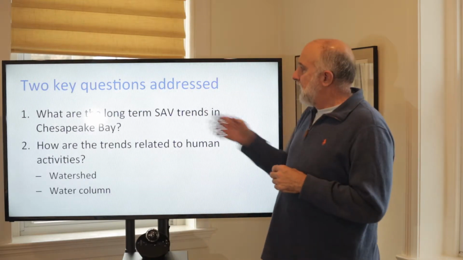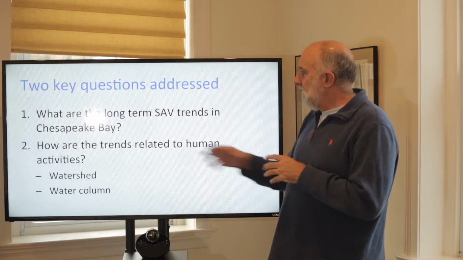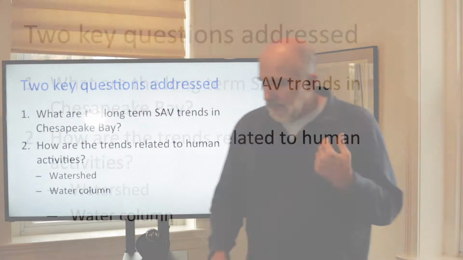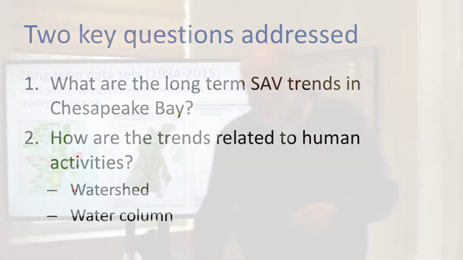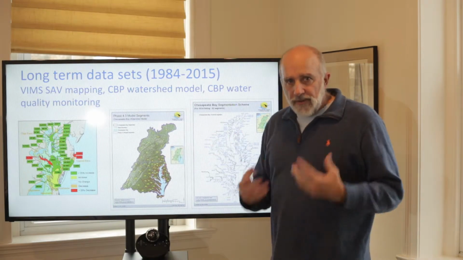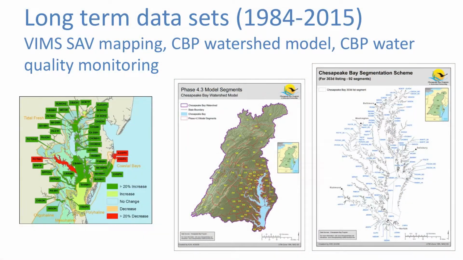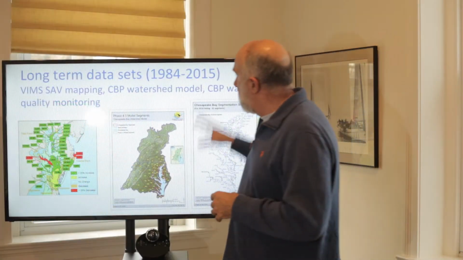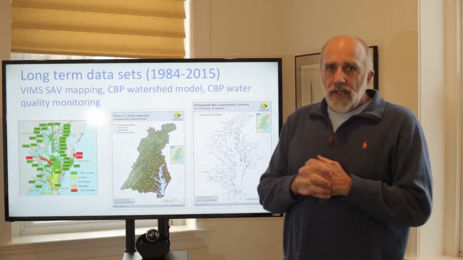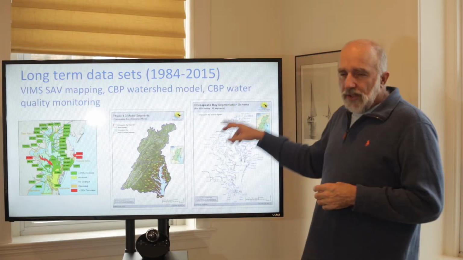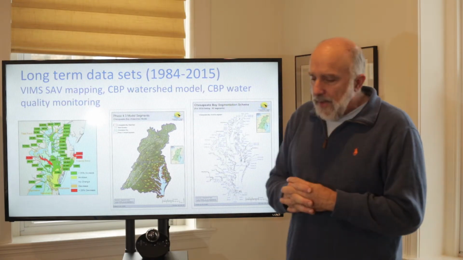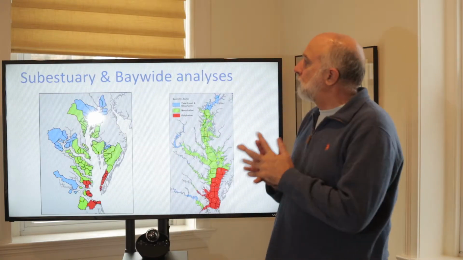So we asked 2 questions. What are the long-term SAV trends, and how are the trends related to human activities? And we tackled that from the watershed and the water column perspective. We used 3 different long-term data sets in this analysis. We used the SAV mapping that's been going on since the mid-'80s, the Chesapeake Bay watershed model, and the water quality monitoring from around the bay. Again, another 30-plus year data set.